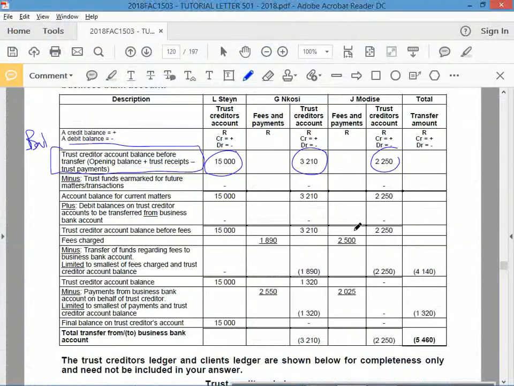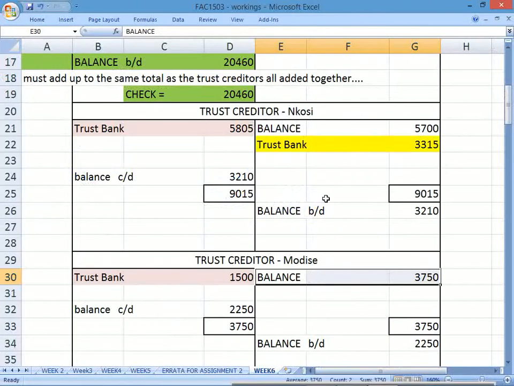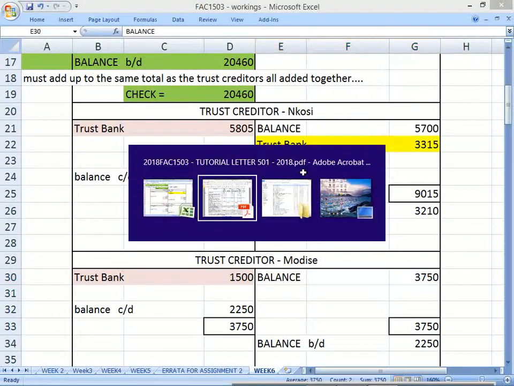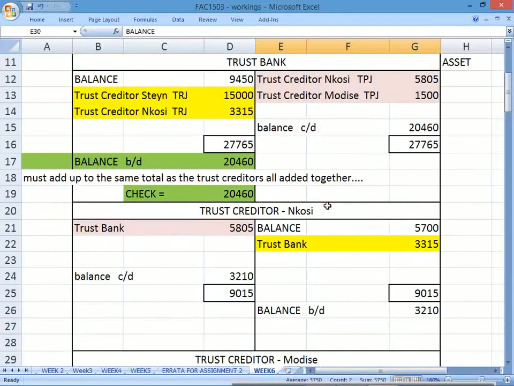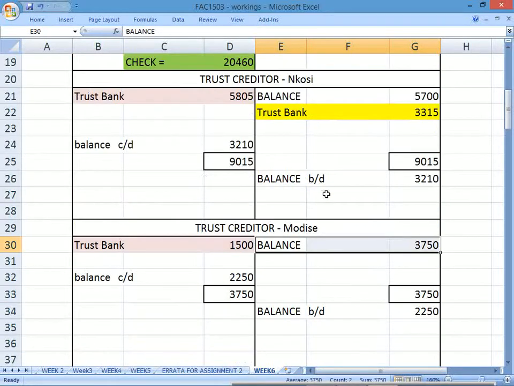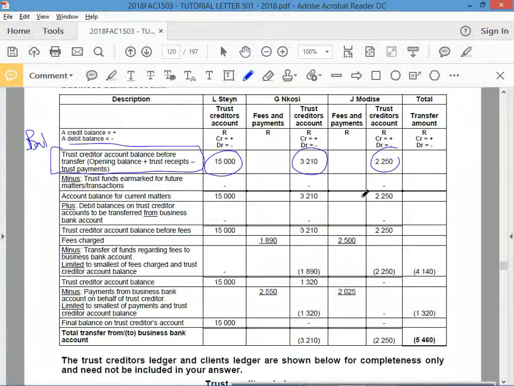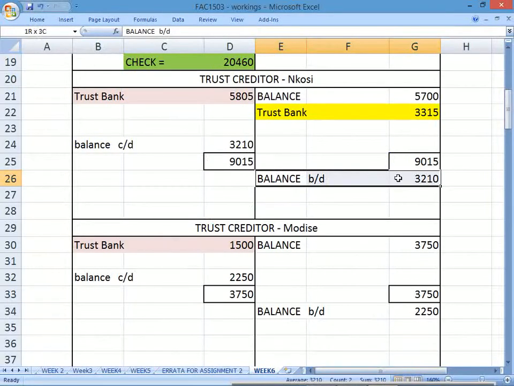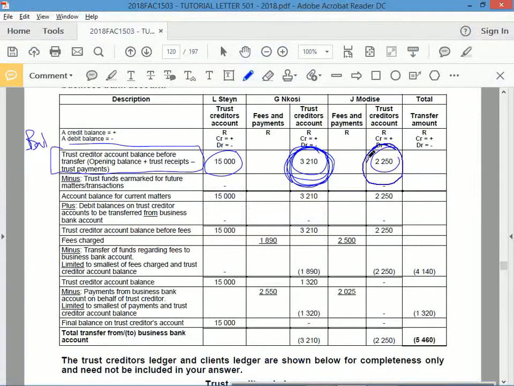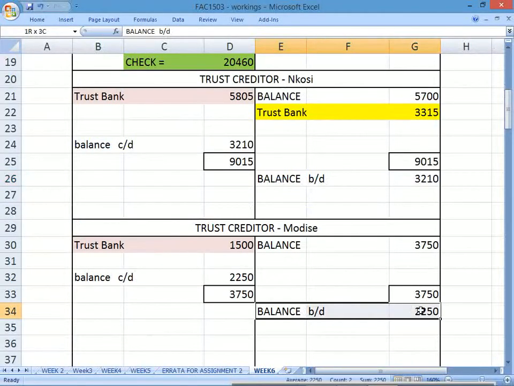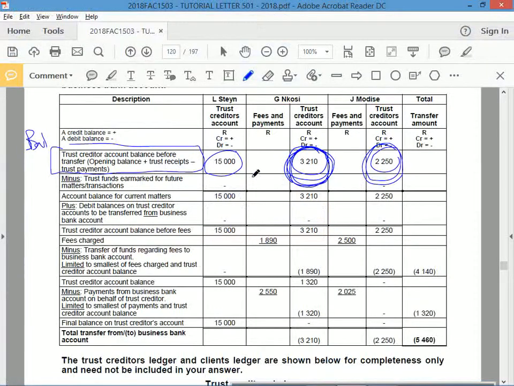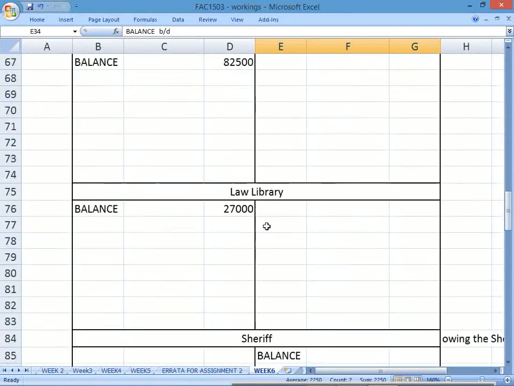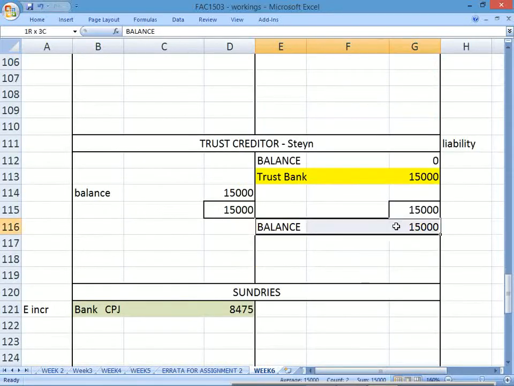If you go look at those three, let's look at Nkosi's account here. Where's Nkosi? Here's Nkosi. What's the balance? 3210. See? There's the balance. Modise, 2250. There's 2250, balance. 15,000 was Stain's account. Where's Stain's account? Go down. There's Stain's account, 15,000.